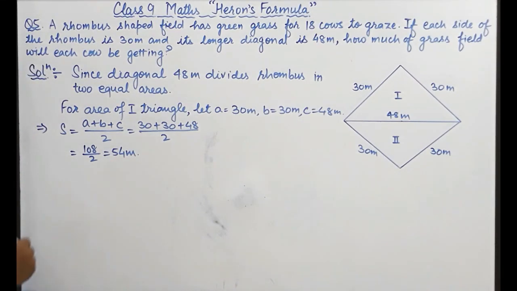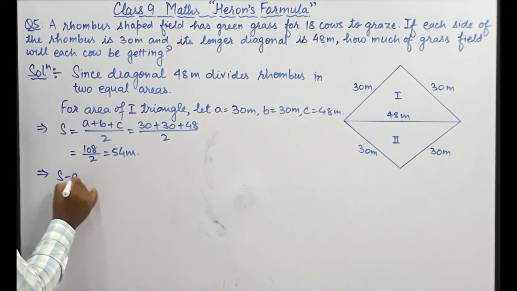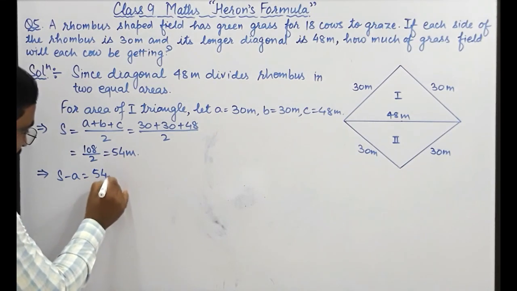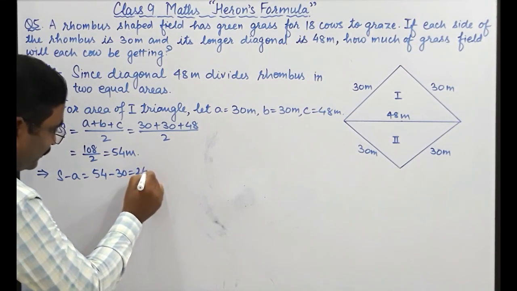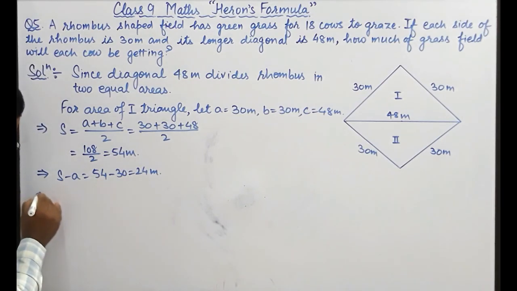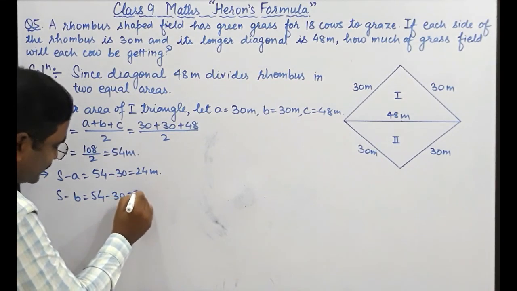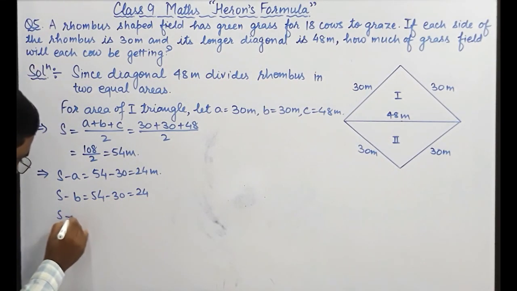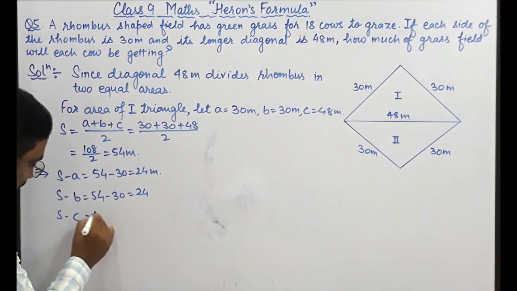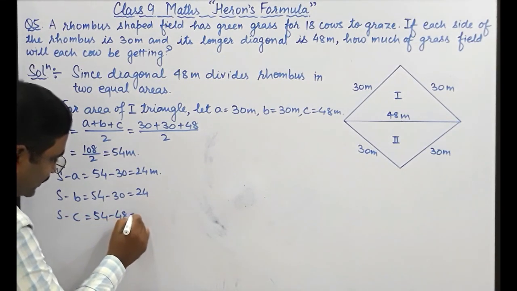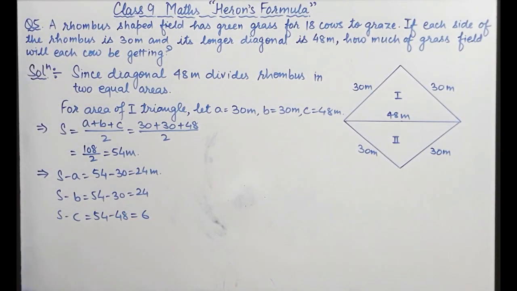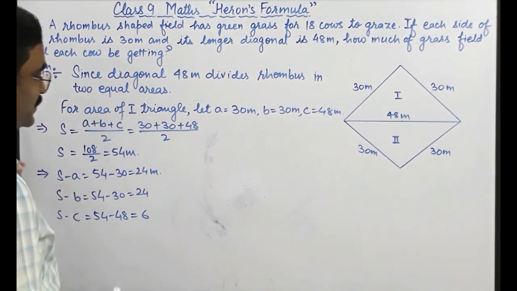Okay, now find out the other parts of this Heron's formula, means S minus A, that is 54 minus 30, which is 24 meter, S minus B, 54 minus 30 again, that is 24, S minus C, that is 54 minus 48, which is equal to 6. After getting these values, this is the value of small s. Let us find the area of first triangle.